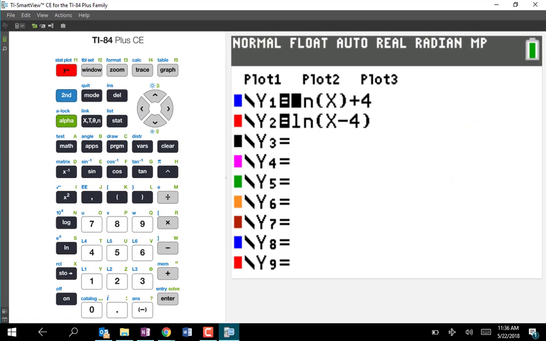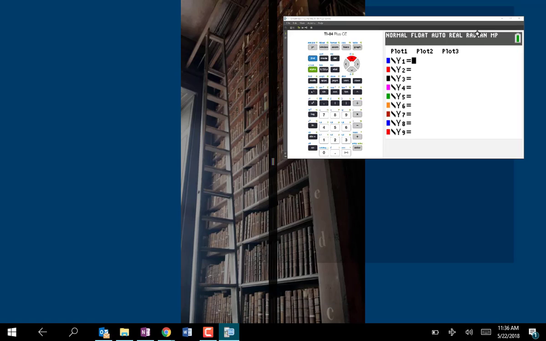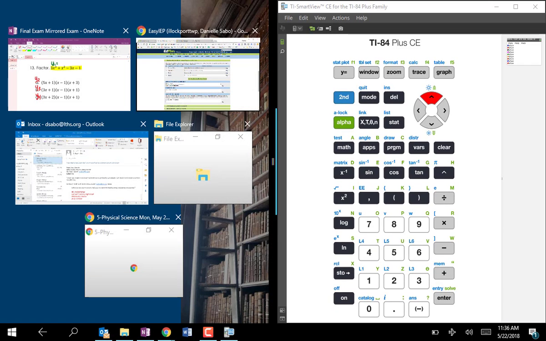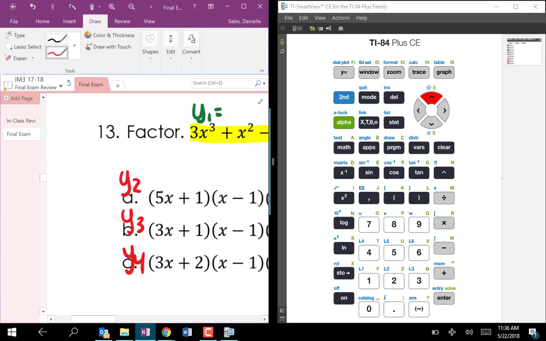I'm going to clear mine out. So if you have a graphing calculator, I highly recommend doing this with me because I'm showing you a way to check your answers, or an alternate way if you don't know how to factor. Okay, so I'm going to put this off to the side. Let me make this bigger. Come on.